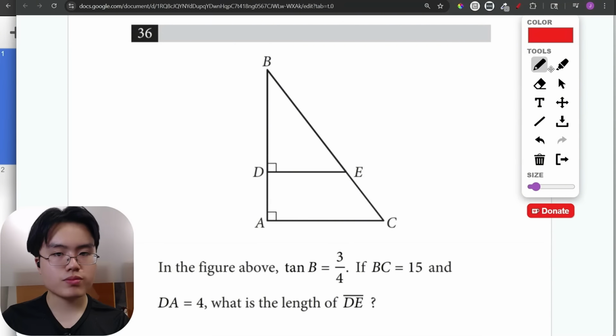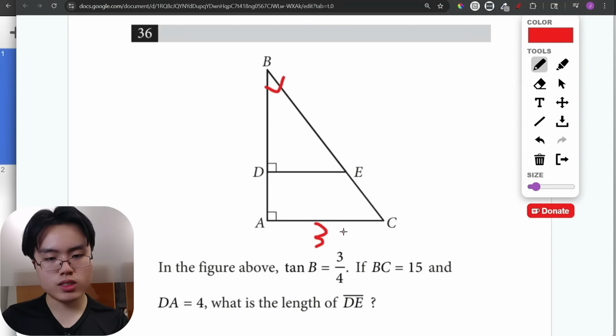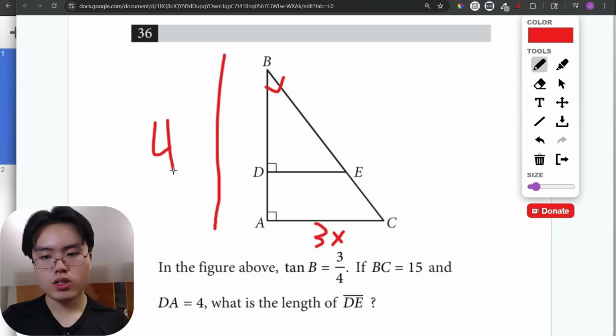Tangent B. Well, this has to do with trig, so you need to know what tangent means, right? SOH CAH TOA. Tangent is opposite over adjacent. That's how that works, right? So B, this is this 3. At least when you divide this side by this side, it should be equal to 3/4. Like this side divided by this side.